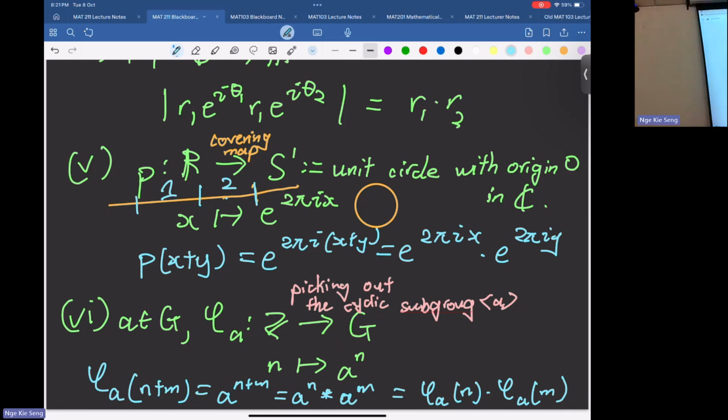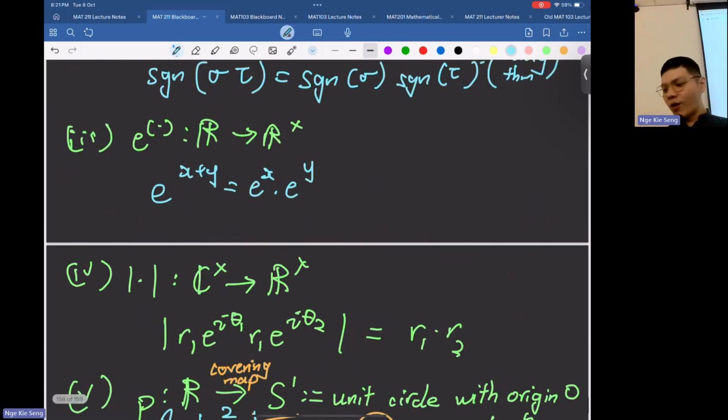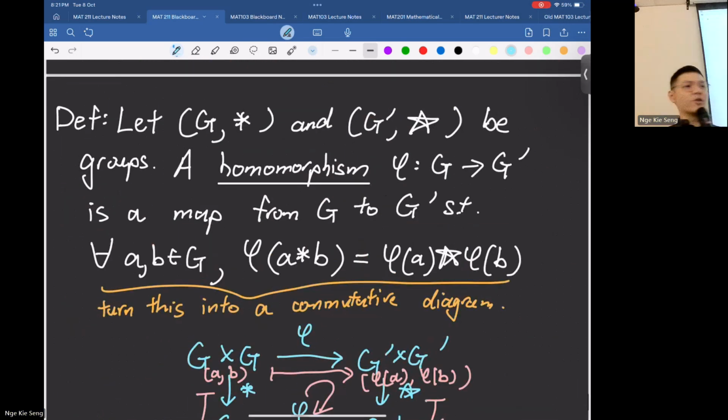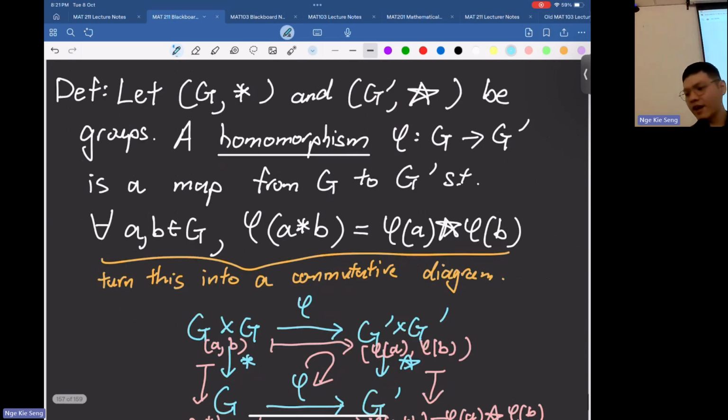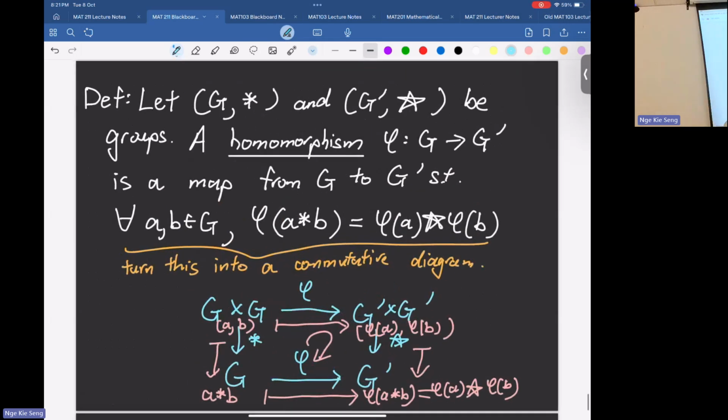So if you have a homomorphism between two groups, somehow they have similar multiplication. I can multiply here first, and then I send across. It's the same as I apply the homomorphism on both elements and combine together. So if I use this diagram to tell you, I can either send across and then combine, or combine first and send across, it is the same. Doesn't matter.